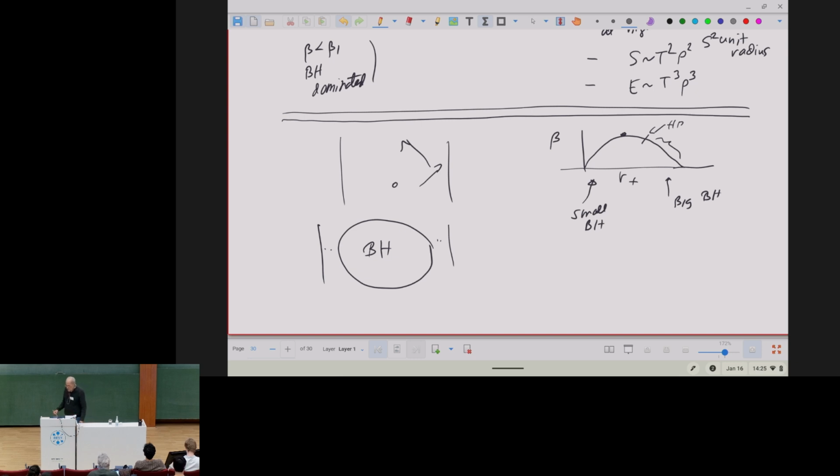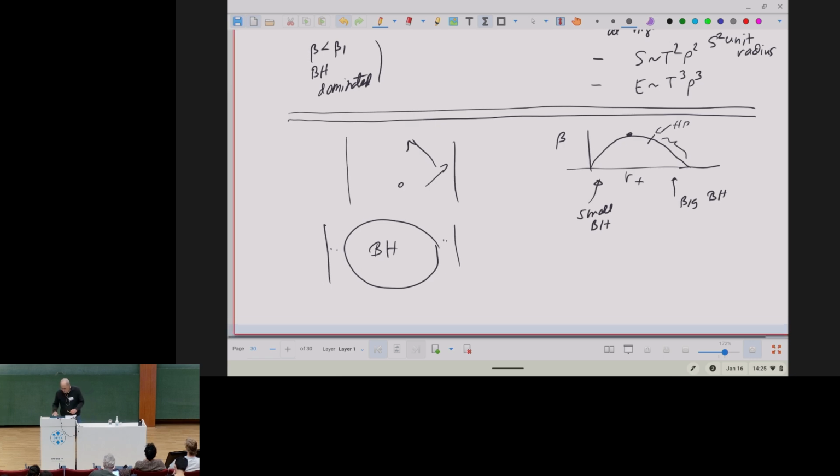So the small one will evaporate, but it's hard to study by the methods that we used in the asymptotically flat case. The big one can be in perfect equilibrium with radiation, and that means it will be possible to make statements that go beyond leading order in Newton's constant. And I think we'll even make some such statements tomorrow.